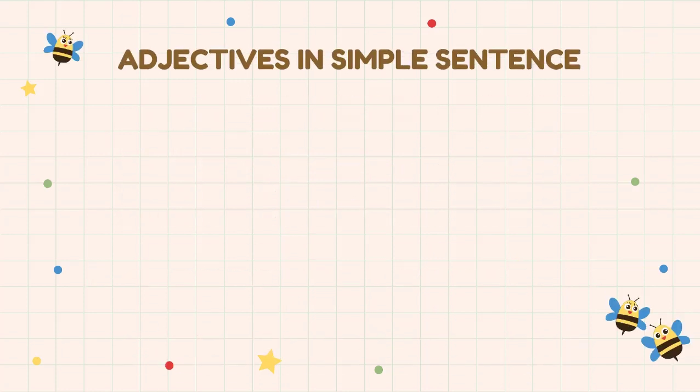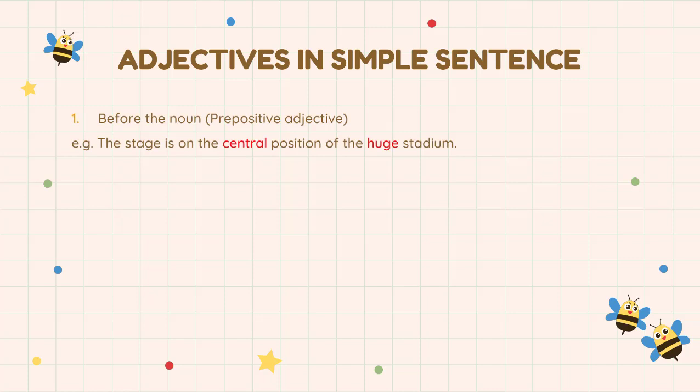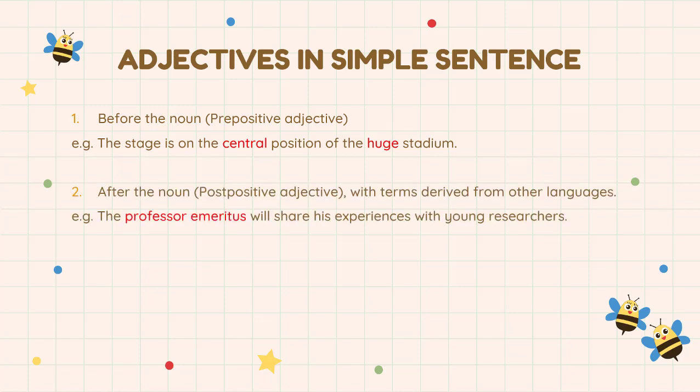Okay, now how to have the adjectives in a simple sentence. First, it can be put before the noun, or we call it the prepositive adjective. The stage is on the central position of the huge stadium. Central and huge are prepositive adjectives. This is before the noun. And after the noun are post-positive adjectives.